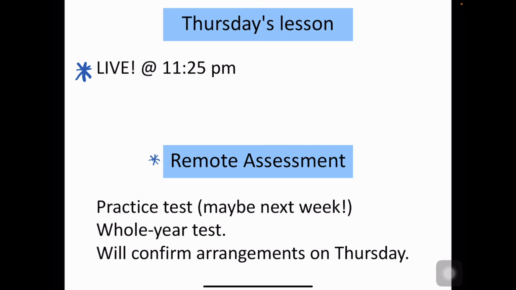I'll speak to you guys more about it soon. I hope I'll be able to give you more information on Thursday's live lesson. And we're actually quite lucky because we're going to be doing a trial practice test, and then there will be a whole year test. So everyone in your year group will be doing a remote assessment, hopefully. It's just for us to see where you are right now, and to hopefully see evidence of some excellent work being done by you guys. As it says here, I will confirm arrangements on Thursday.